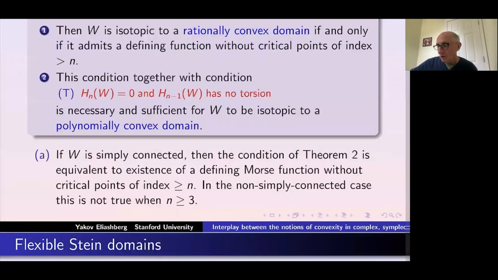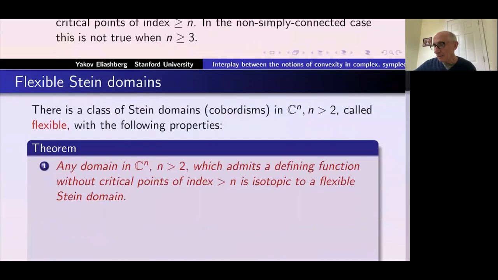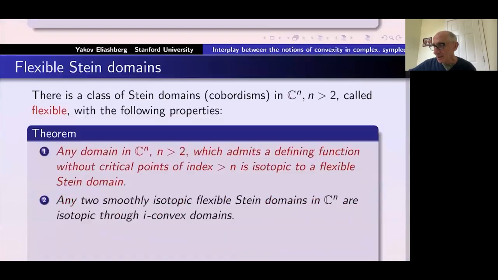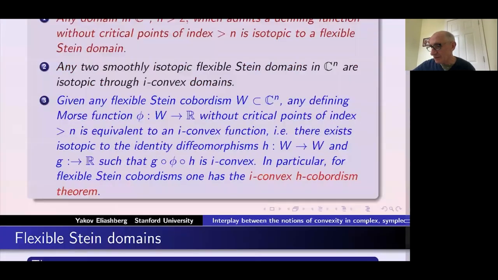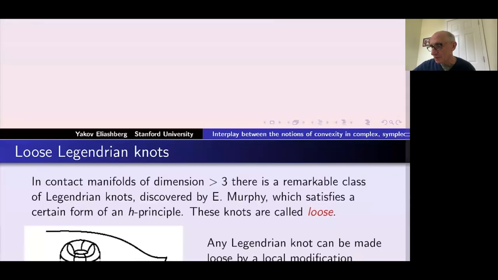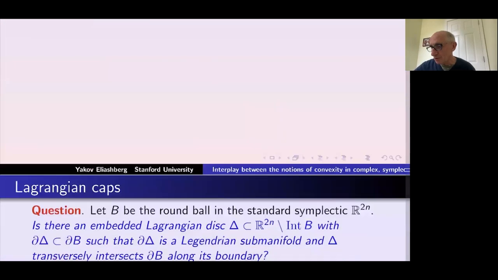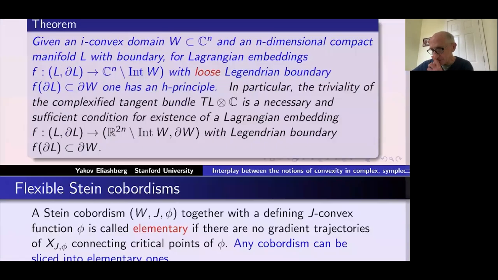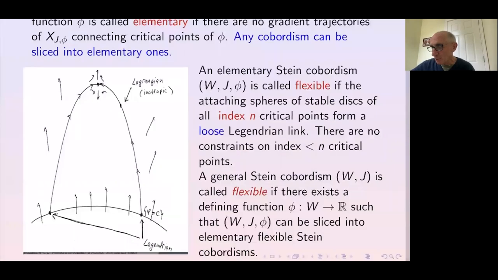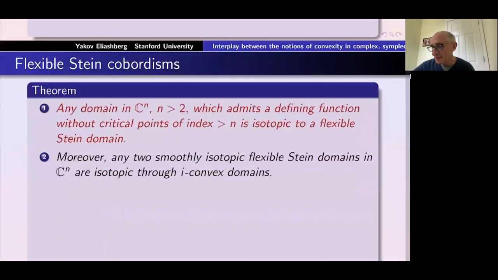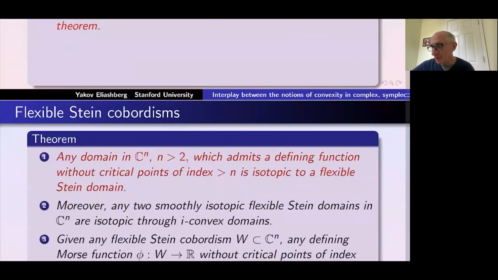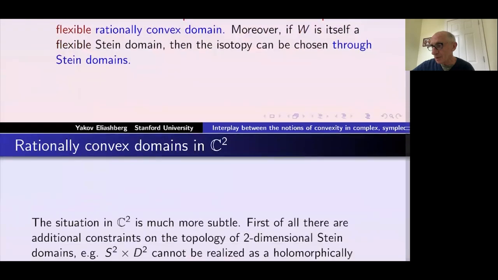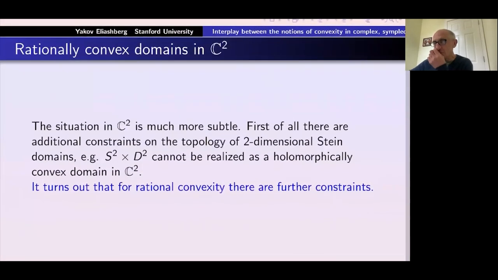So maybe Kyle already talked about flexible manifolds, so I'll skip all of what I planned to talk about, Legendrian knots and Legendrian caps. I think maybe it doesn't make sense. Maybe I only mention one thing, this theorem. In dimension two, there are plenty of constraints.